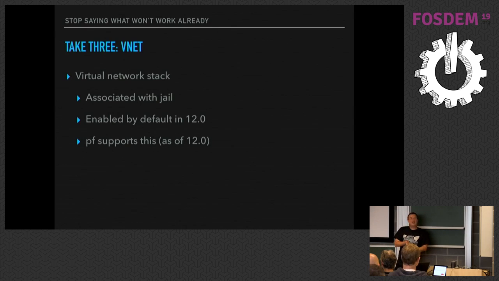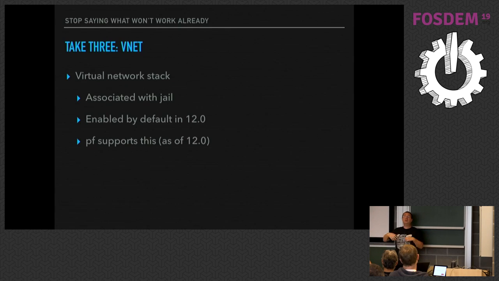Basically, VNet is virtual IP stacks. Linux has containers, but we've had jails for a lot longer. And you can now associate an IP stack with a jail, which means that from inside the jail, you can set an IP address, you can run a DHCP client, and you can configure a firewall. This has been enabled by default in 12, the latest release. Everybody should be running 12. It's awesome. PF supports this now.